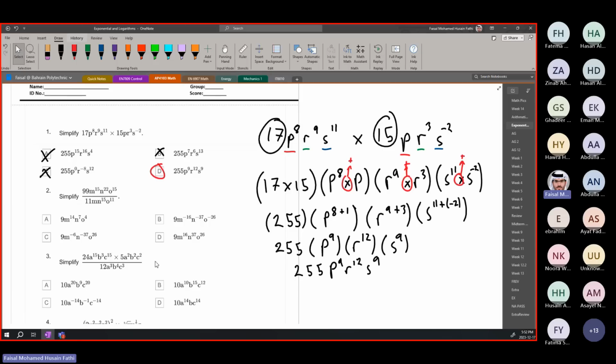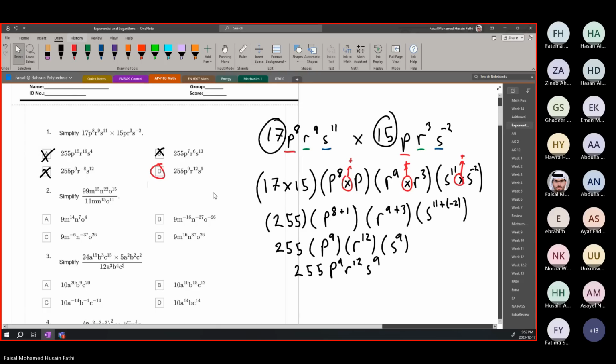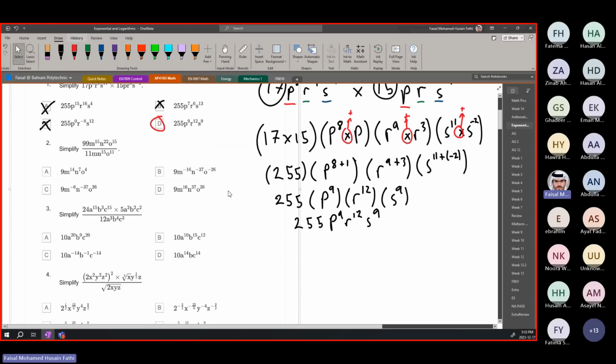Yes, Hassan, what's your question? You cannot use the calculator for these, unfortunately, because it's all in variables. Why will it be s power 8? You're asking why it's not 255. First of all, that answer is not in the multiple choice. Second, you're doing 11 minus 2. We have 11 over here, and we have minus 2 over here. So 11 plus minus 2 is equal to 9. That's it. Okay. Let's move on.